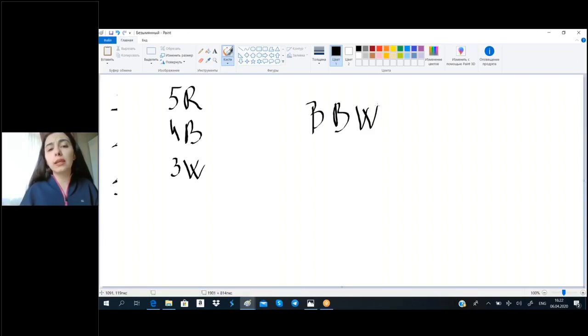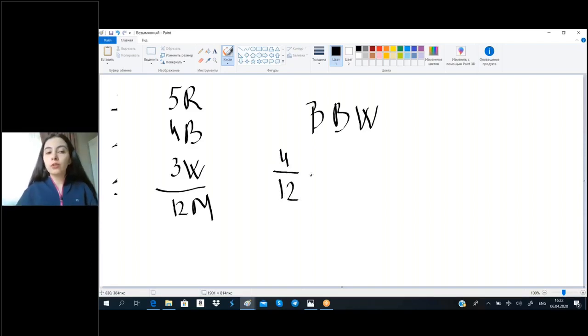And so let's find the probability of choosing marbles in the order of black, black, and white. Here we used again the word and. So in total we have how many? 12 marbles. So choosing a black marble, it will be 4/12 multiplied by. So one black marble is already chosen, and we have 11 marbles remaining, and 3 of them are black.